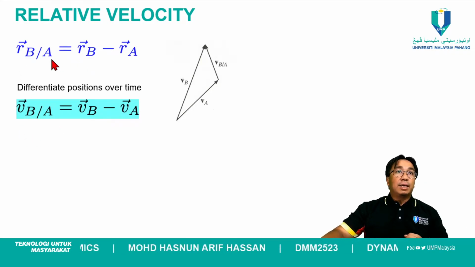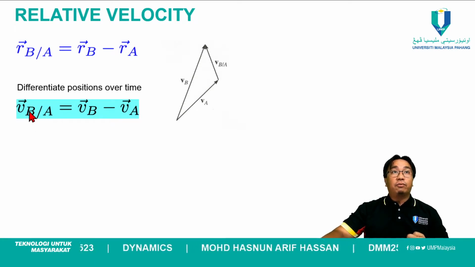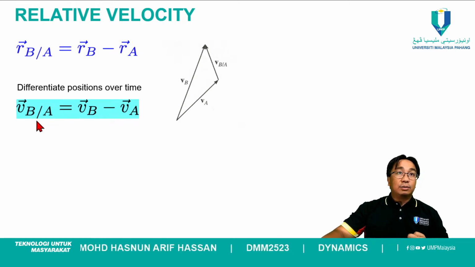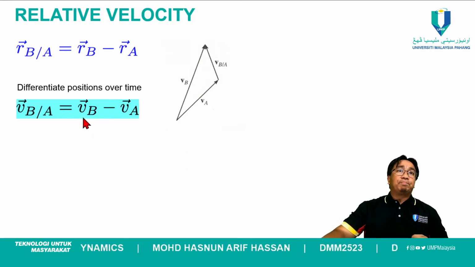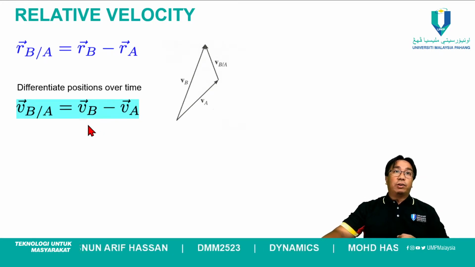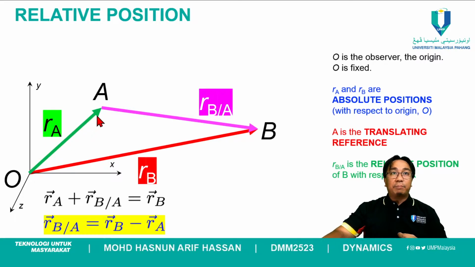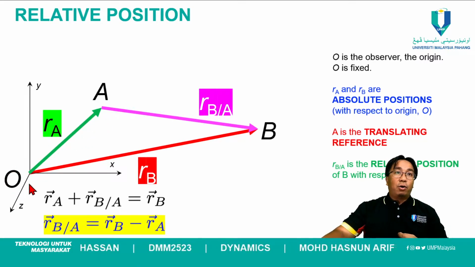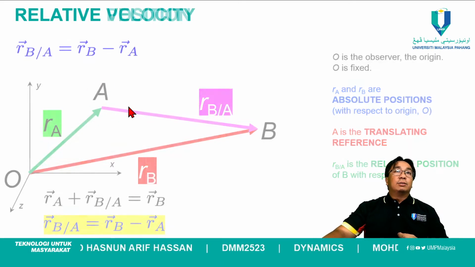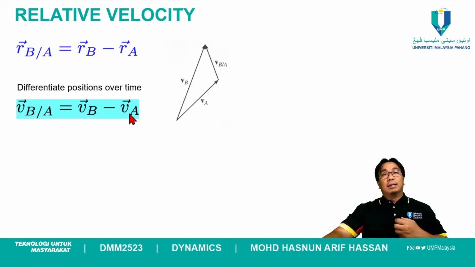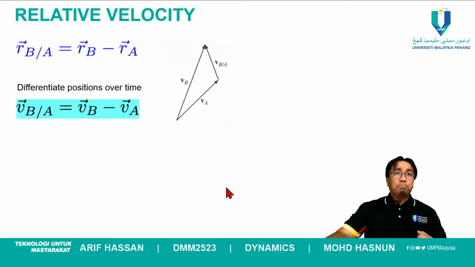Okay, so the same as what you have up here, you will get VB/A, the relative velocity of point B with respect to A. This is what this means. VB/A, the relative velocity of B with respect to A, is equal to VB, the absolute velocity. Yang ni with respect to apa? With respect to the origin O. Sama macam ni lah. The absolute is referring to the origin O, the absolute position. The relative position is referring to a moving point. So same goes for velocity. VB and VA are the absolute velocity, and VB/A is the relative velocity. Okay.